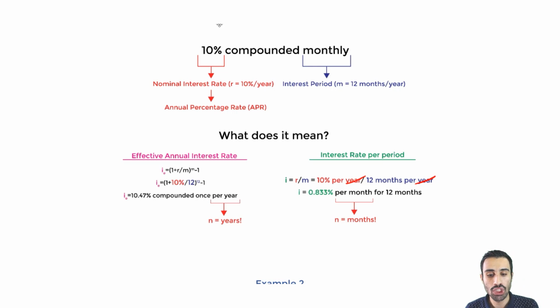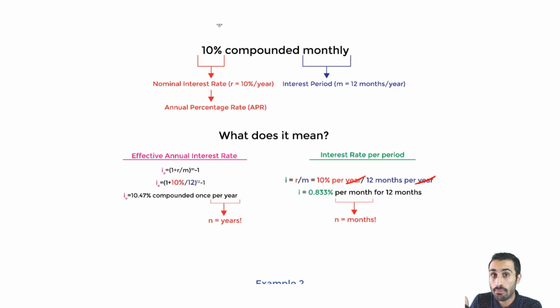So it's going to be 0.833% per month. That's the interest we're going to get charged on a monthly basis. The big thing you have to remember now is that the end value, when you use those time value of money equations, has to be in months. You cannot use years because you're getting that interest per month.